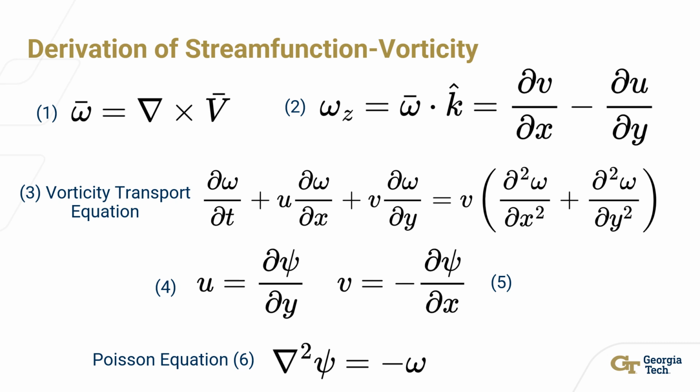From here, the continuity equation, we can define the u and v velocities as seen in equations 4 and 5. Plugging this into equation 2, we get equation 6, which is the Poisson equation. From here, our system is defined from equations 3 and 6.